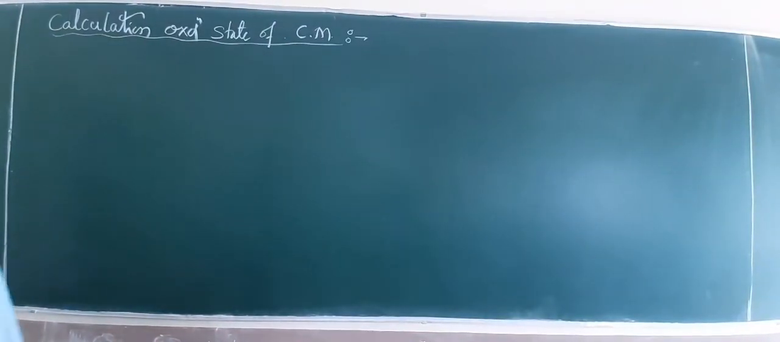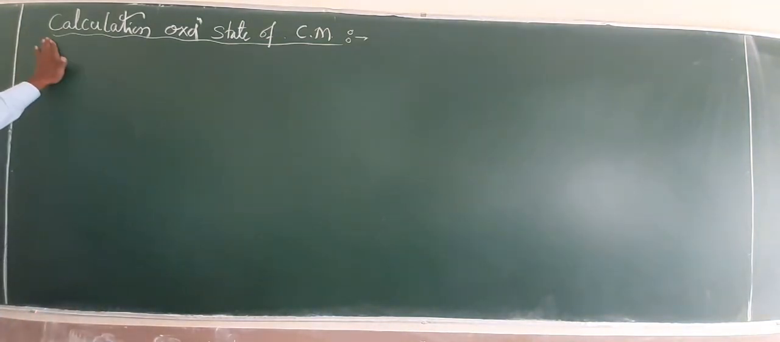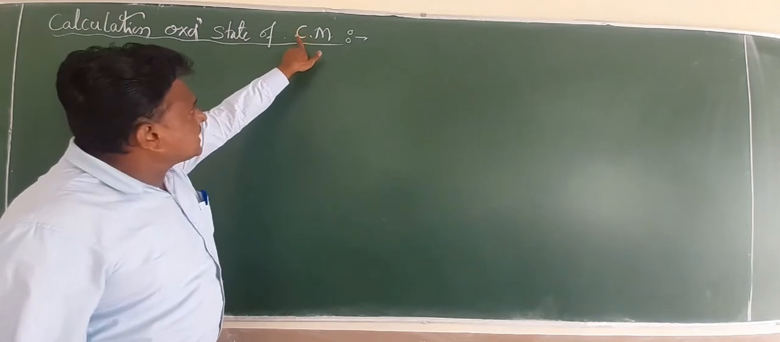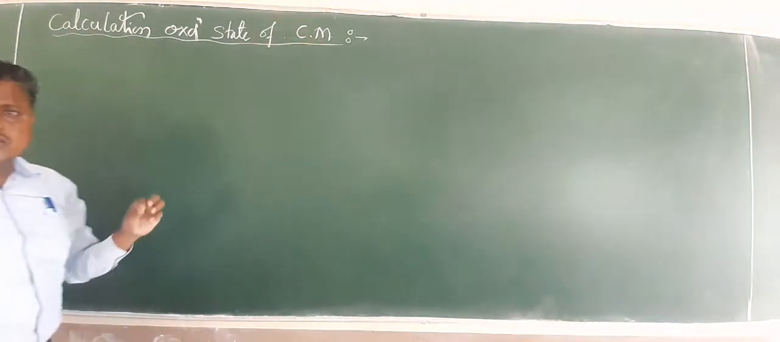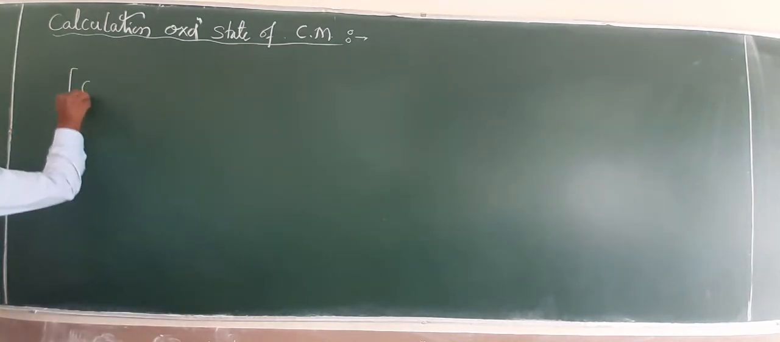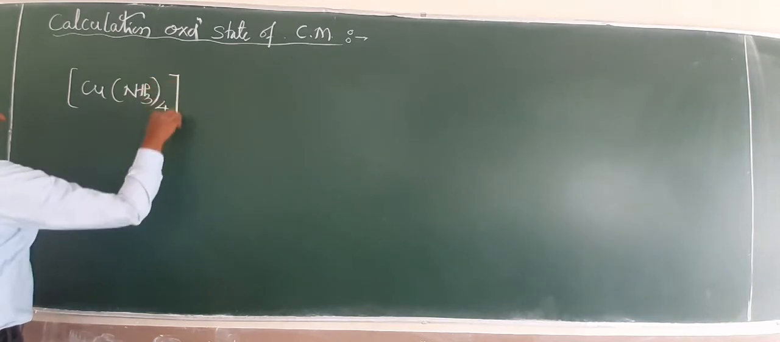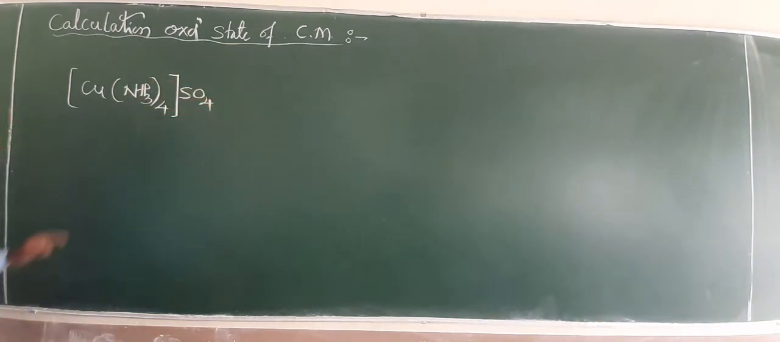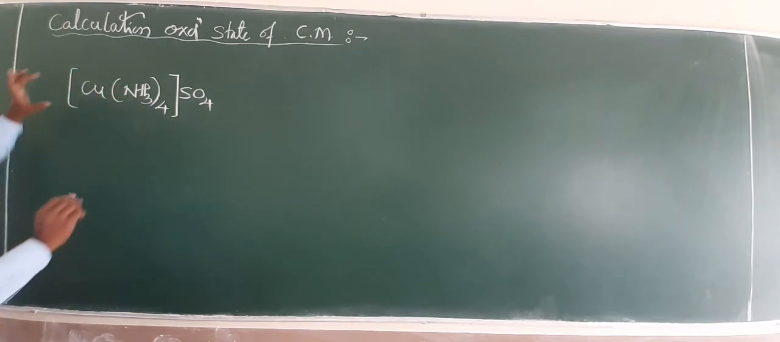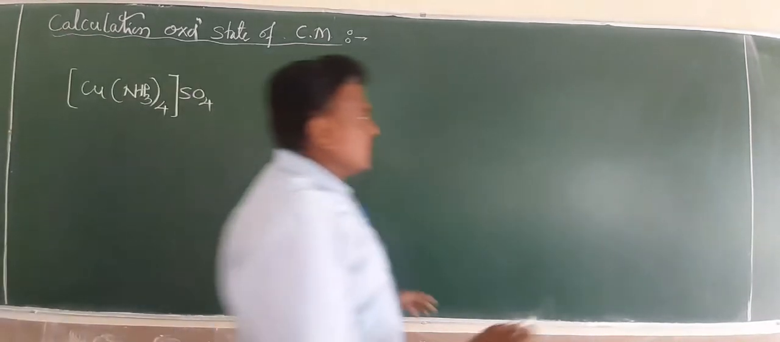Dear friends, after the nomenclature of the ligands, we move on to how to calculate the oxidation state of the central metal. Remember, CM is nothing but the central metal atom or ion in a coordination complex. Let us begin, friends. We have a simple compound from our syllabus: [Cu(NH3)4]SO4. How to calculate the oxidation state of the central metal? Very simple, friends. We know the charges of the ligands and of the anions in the ionic sphere.